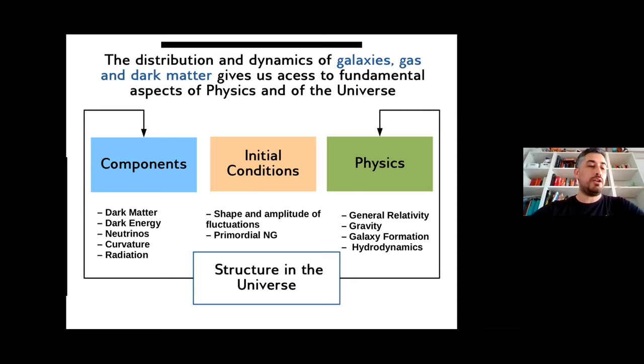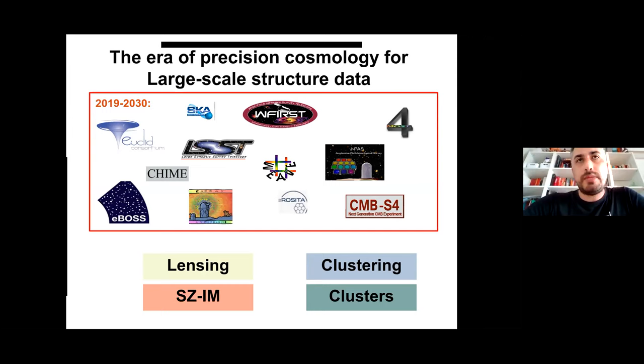And this is the opportunity that has been taken by many different observational campaigns that are going to deliver data in the next decade. So Euclid, SKA, WEAVE, LSST, and also new CMB experiments. And something quite exciting is that all these experiments work in a complementary fashion. Some of them will be focusing on lensing, others on clustering, on clusters. So we'll have different views of this universe.